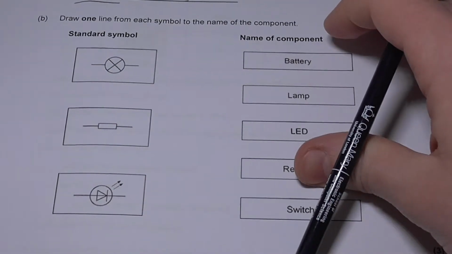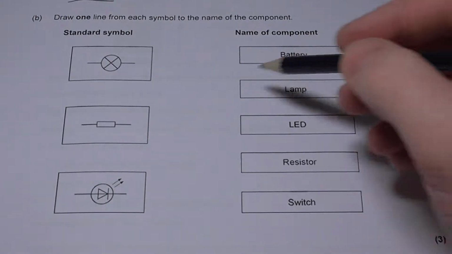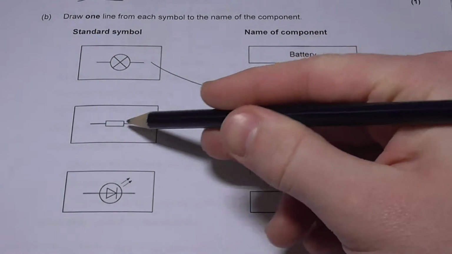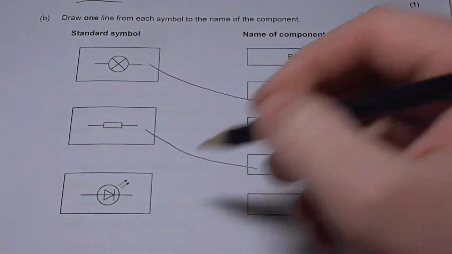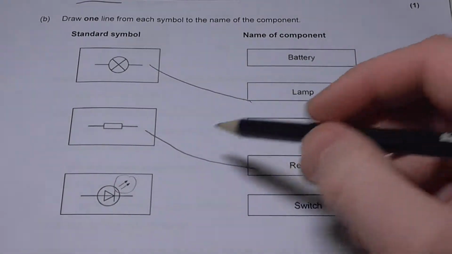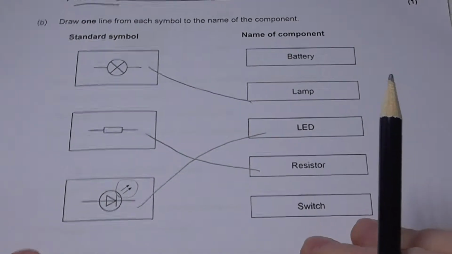Okay. Here we have three symbols, and this is just a recall question. The cross, the circle, the lamp, a rectangle like that is a resistor. For this one here, see those arrows coming out? Those arrows refer to light, so it is a light emitting diode.